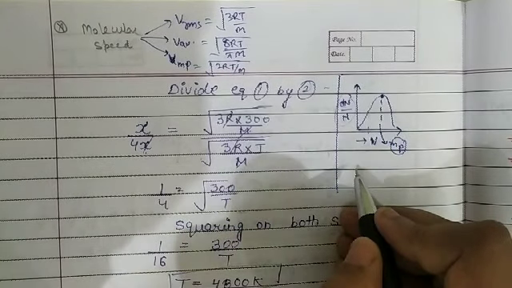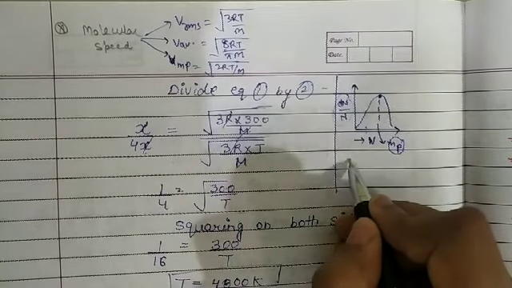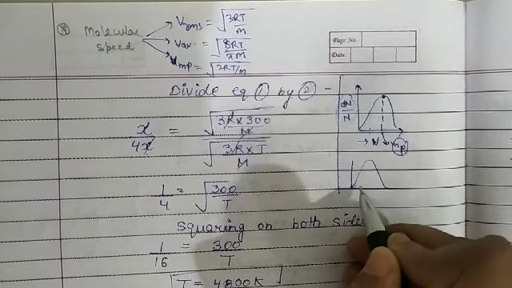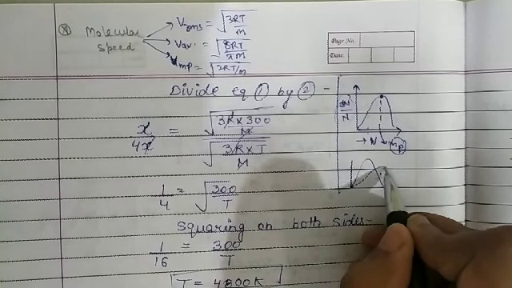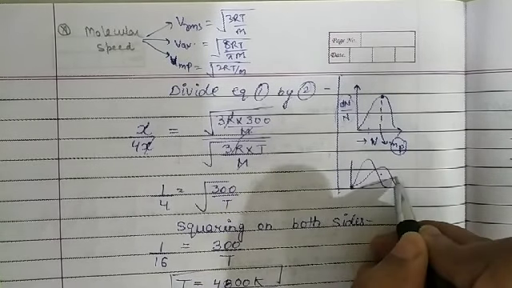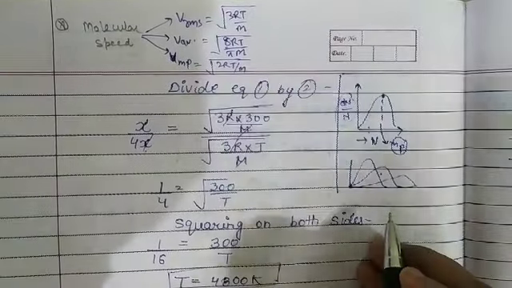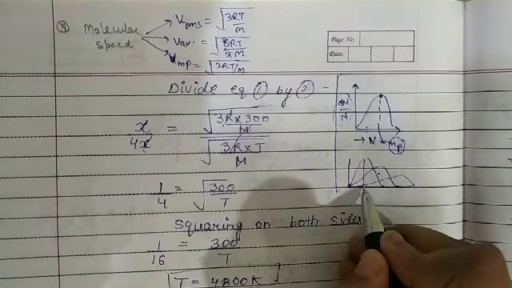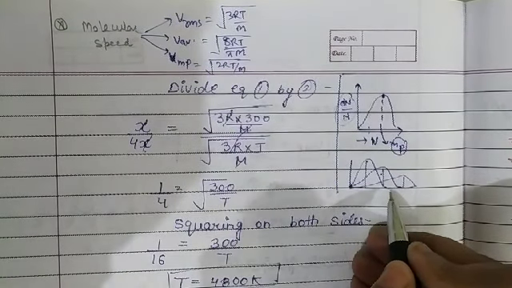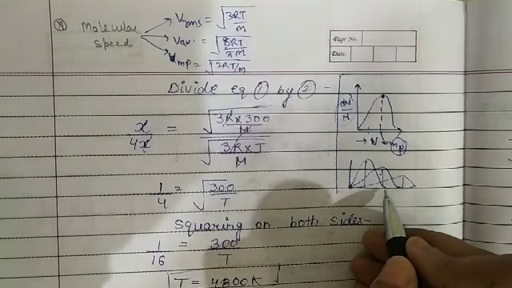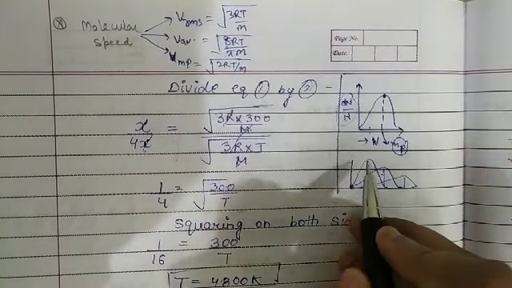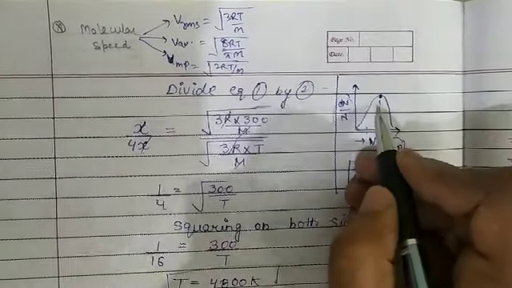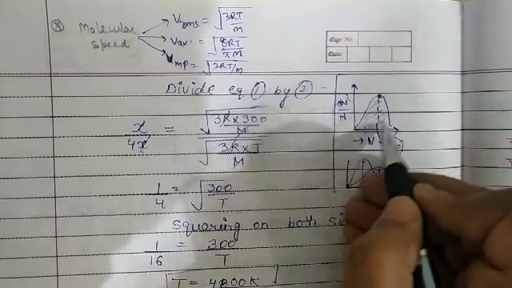When we increase temperature, the curve shifts to the right. So this is temperature T1, the curve shifts right at temperature T2, and this is temperature T3. On increasing temperature the curve shifts right, the most probable speed increases, and the important thing is the fraction of molecules also decreases. So the peak also decreases, and the area of this curve is unity.